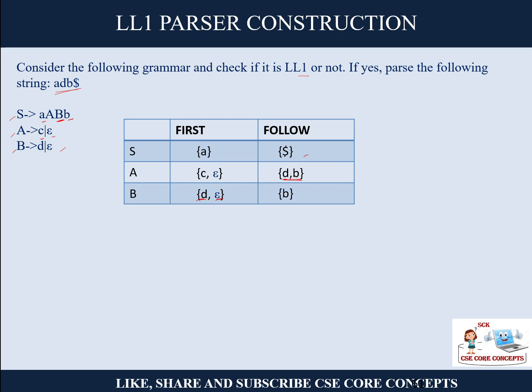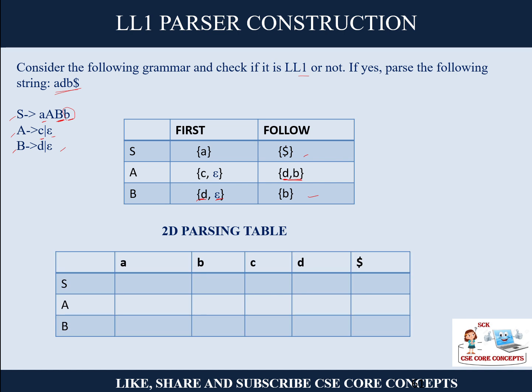Thereafter we go for capital B. For capital B, the follow is small b, that is there. So as of now, it's done. That is, first and follow we have constructed. Based on this, let us construct the 2D parsing table.